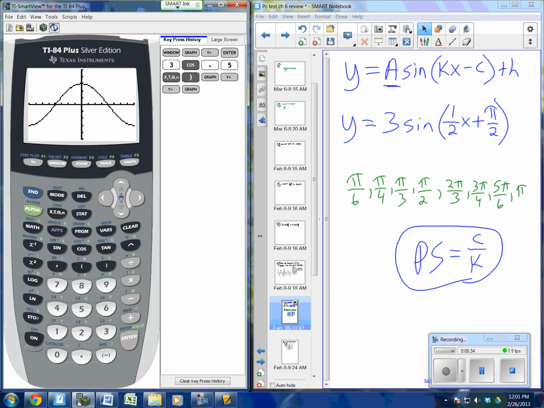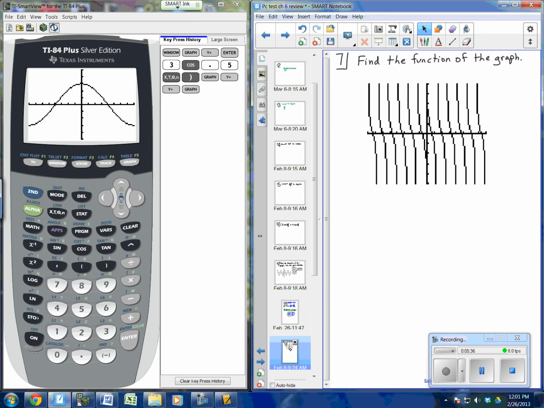All right, everybody, try this problem right here. Find the function for this graph. Same window. I'm going to give you a second to find the window. This is continuing our review that we did the other day.